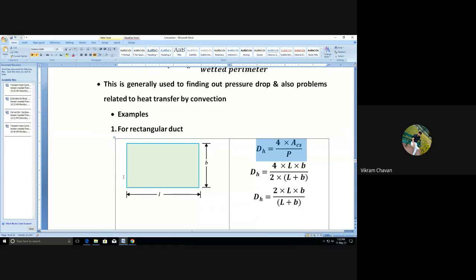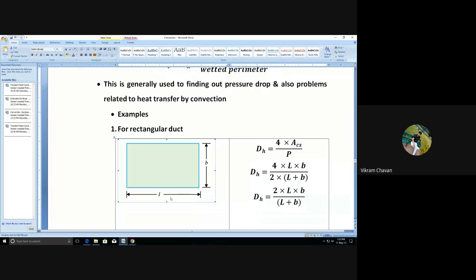So the cross section area of this particular rectangular duct is nothing but length multiplied by width. Or we can say length multiplied by height also. So L here is the length provided for the cross section, and this is the width B provided for the cross section. So our cross section area is nothing but L multiplied by B.